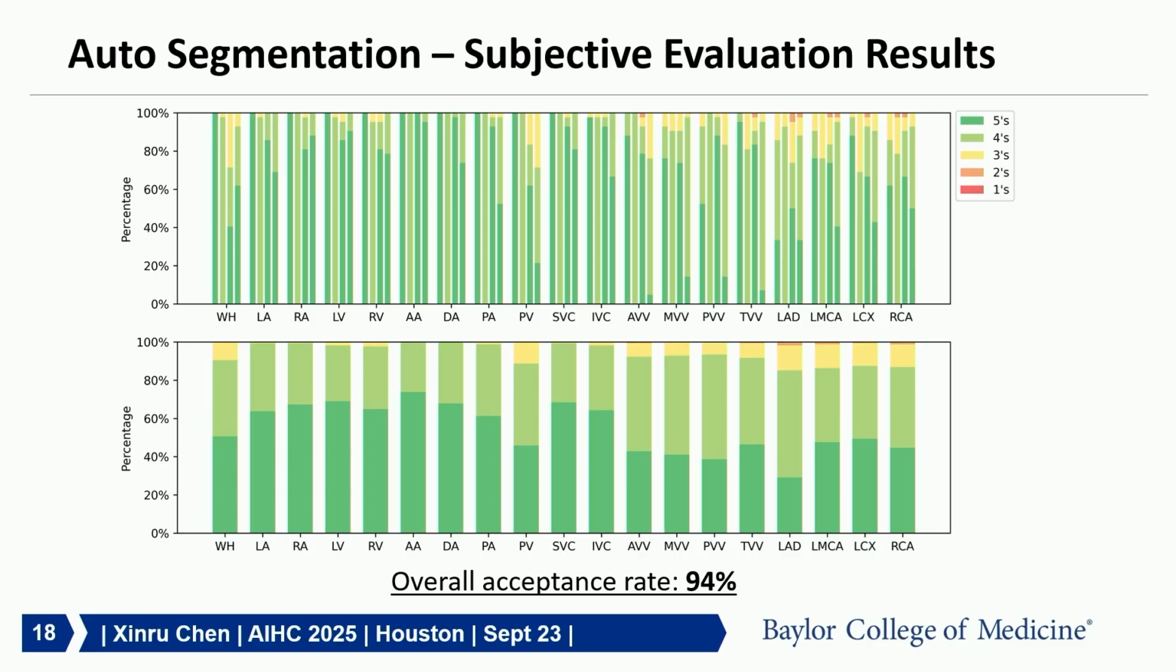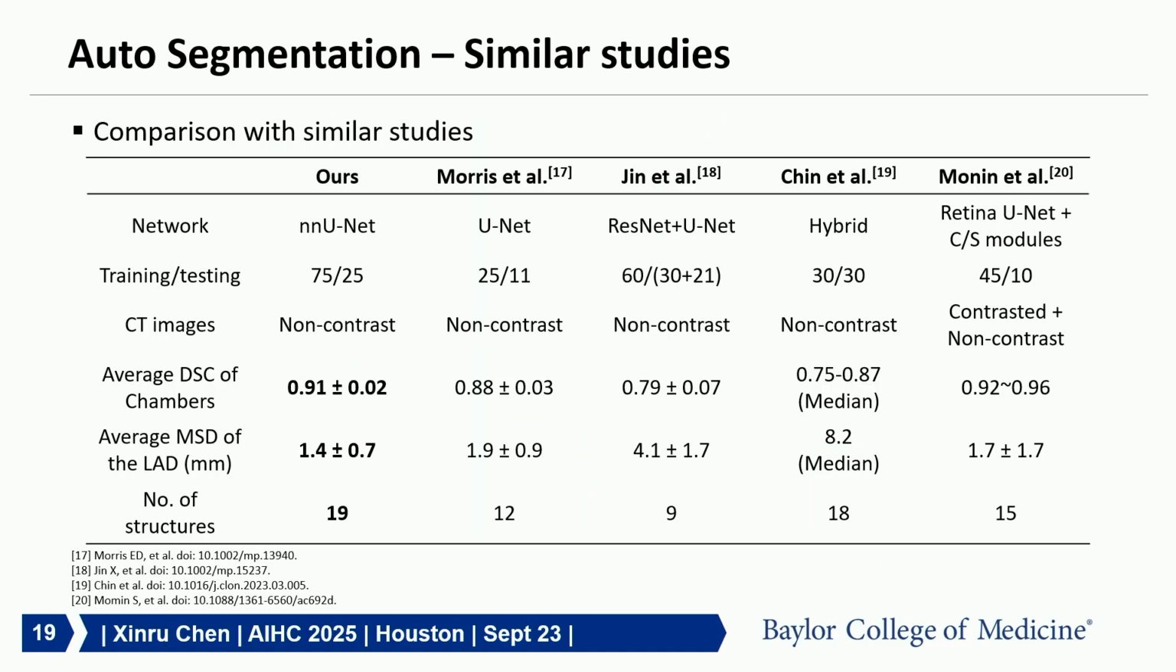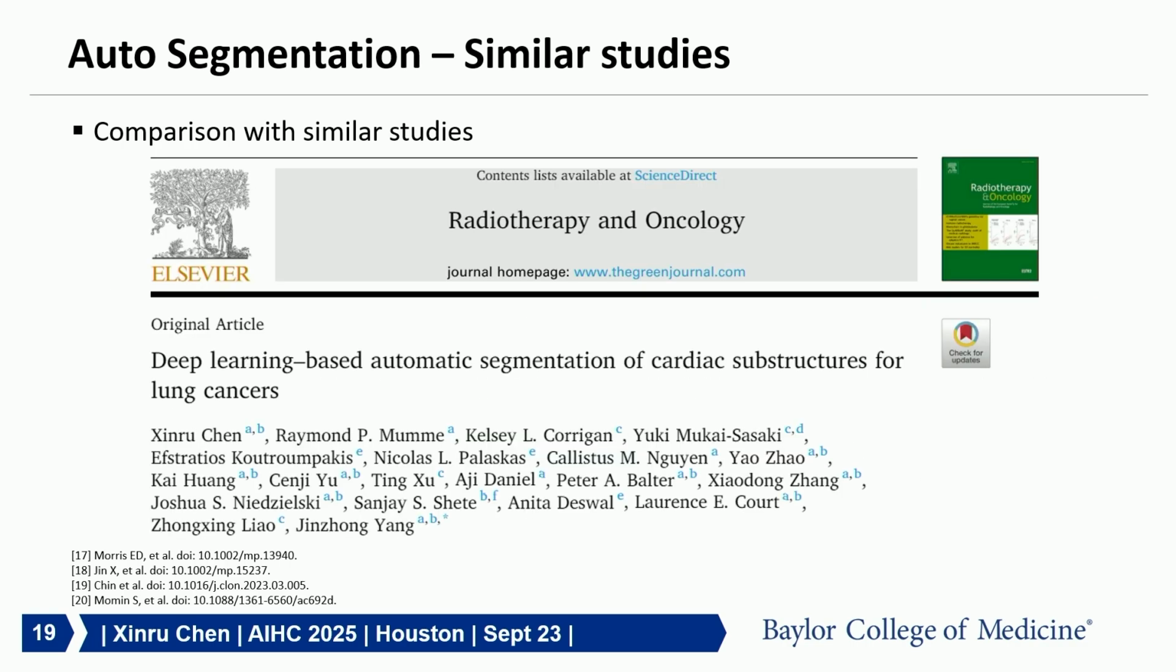And the lower panel summarizes the scores for all the 4 physicians. If we take 4 and 5 as clinically acceptable, then the overall acceptance rate for this model is 94%. In comparison with similar studies, per the publication, our model achieves the best performance in chambers and the LAD among all those non-contrast CT-based studies. Details can be found in our paper published in Radiotherapy and Oncology.